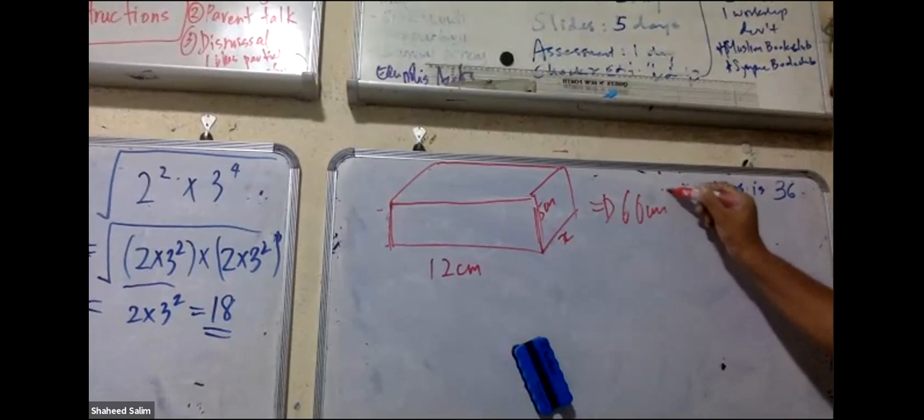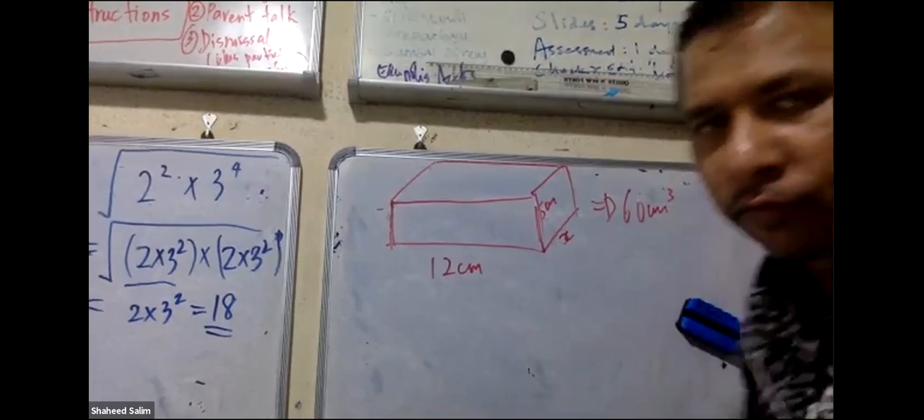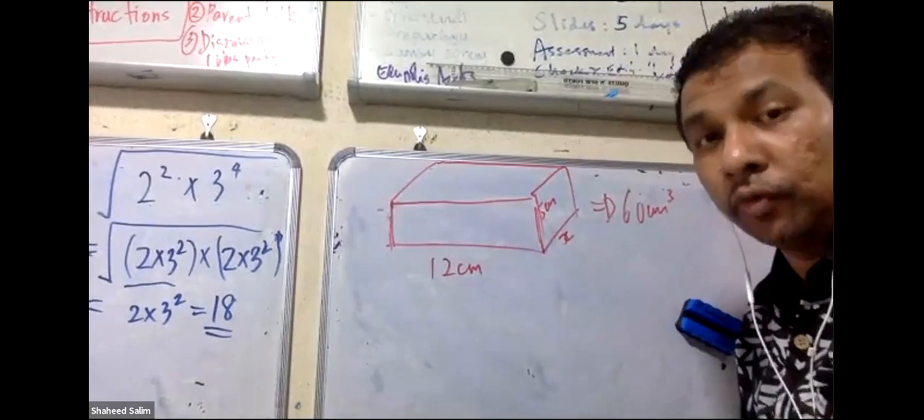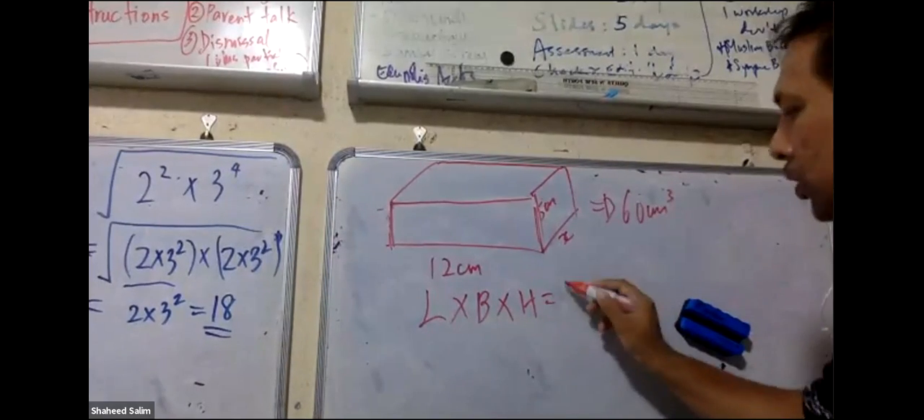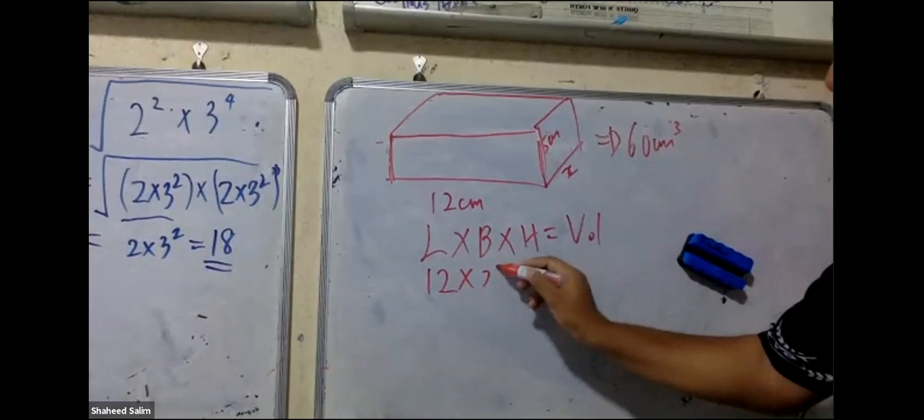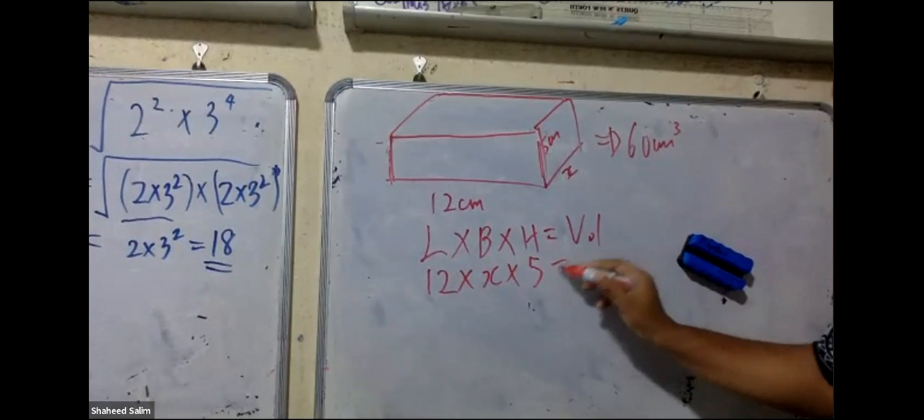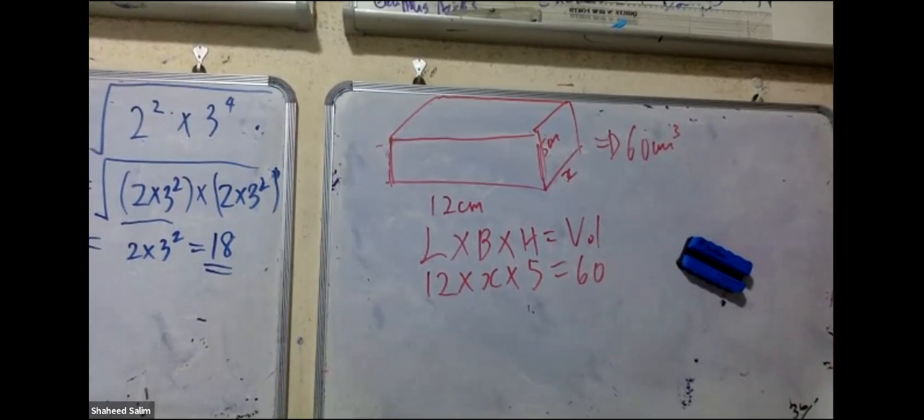So what's the formula for volume? Length times breadth times height. Good. Length times breadth times height equals volume. So down here now, you can find out already. 12 times x times 5 equals 60. So you try to solve it.